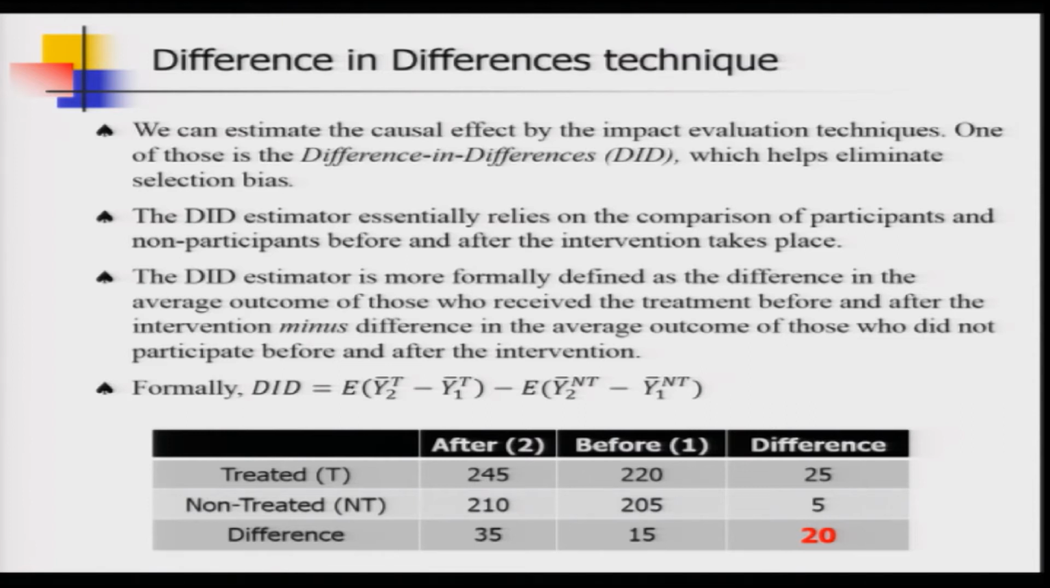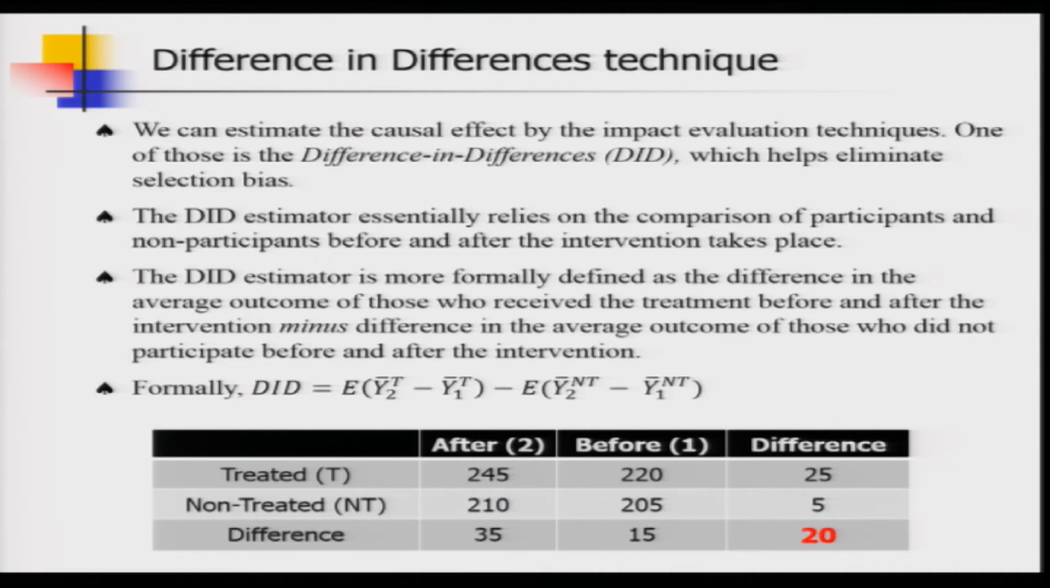So, if you remember, in the lecture 10-15 minutes before I have spoken about this, and now we are going to see how the DID will compare the participants in the treatment and control group before and after the intervention has taken place. So, how to define a DID estimator formally? It is formally defined as the difference in the average outcome of those who received the treatment before and after the intervention, minus the difference in the average outcome of those who did not participate before and after the intervention.